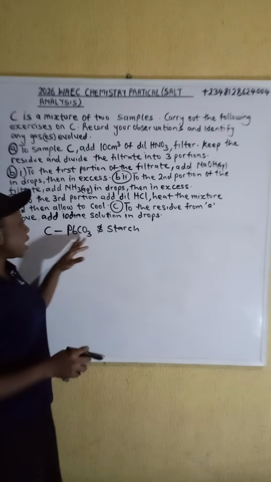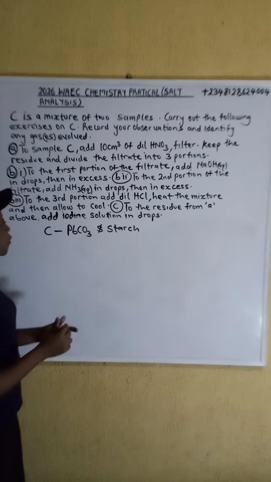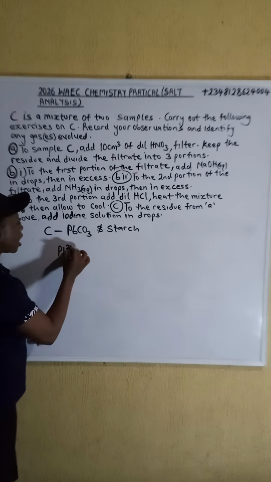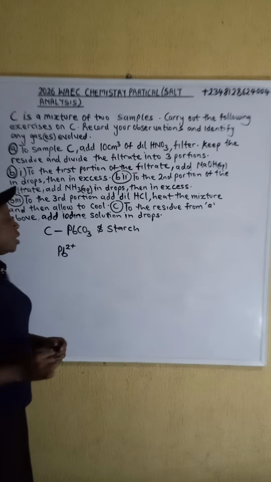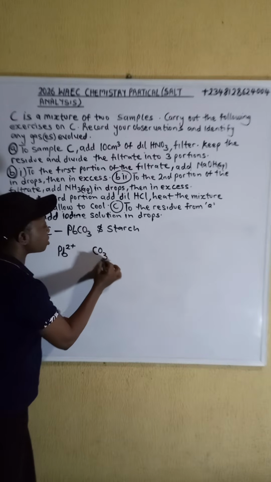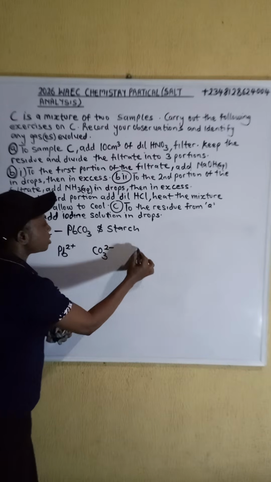Now let's look at the chemical tests that we should be expecting on the two samples. Let's consider lead carbonate first. So we should be expecting chemical tests on lead ion. Then we should be expecting chemical tests on carbonate. Then starch.